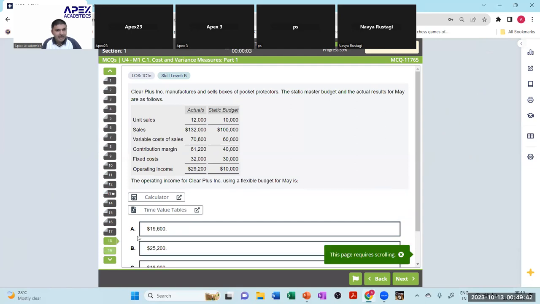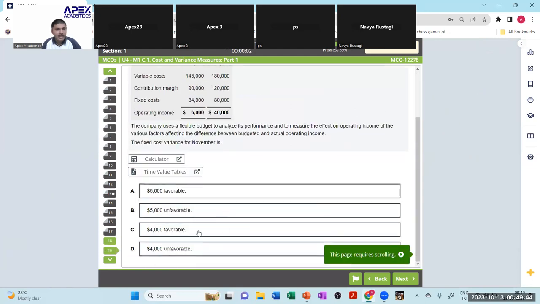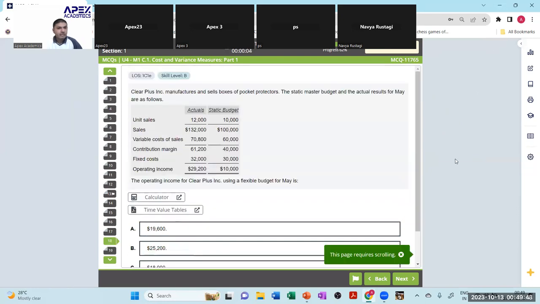See, question number 19 they are asking you, ये fixed वाला ये क्या है? तो ये 4000 unfavorable है, ये हम लोग already कर चुके हैं. Question number 18, Clear Plus Incorporated manufactures and sells pocket protectors. चलो, operating income using a flexible budget. Come on, hurry up, quickly do it. You'll have 2 minutes. Question number 18, operating income.